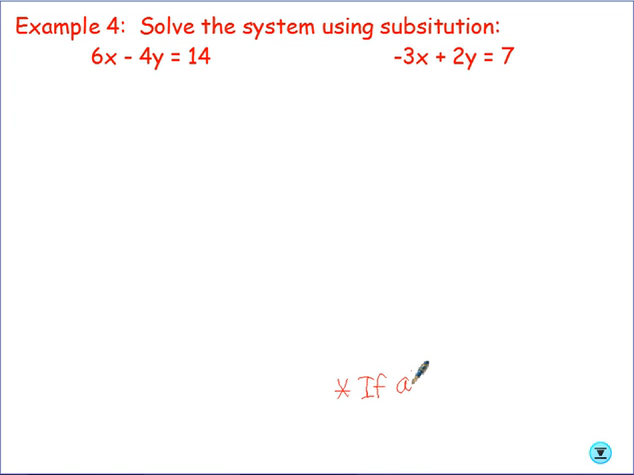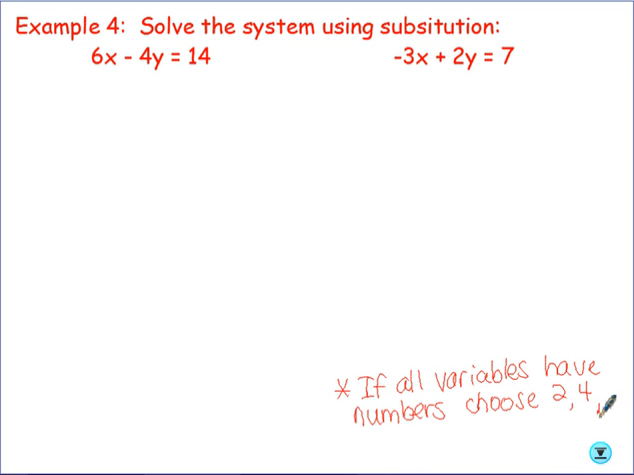If all variables have numbers, choose 2, 4, 5, or 10. Those 4 choices, if you have one of them, will always give you a nice decimal. So, do I see a 2, a 4, a 5, or a 10 somewhere? I do. I see 2 options. I'm going to go with the smaller one. That y has a 2. That's where I'm going to start.